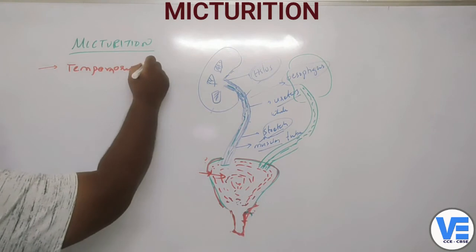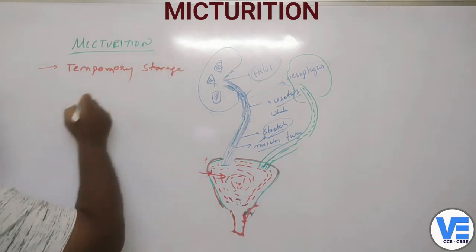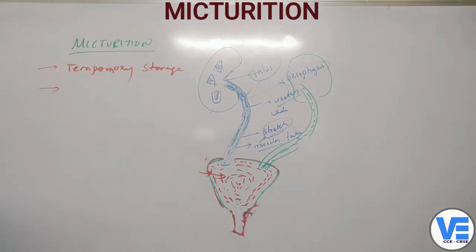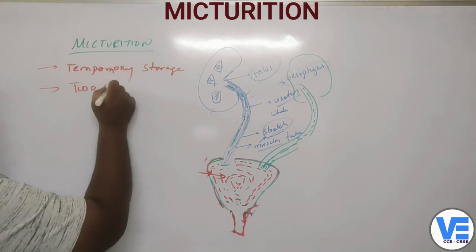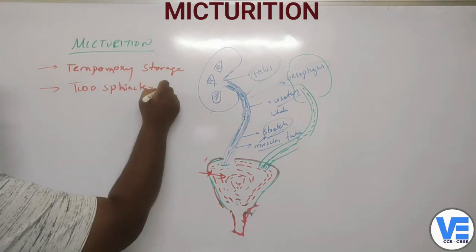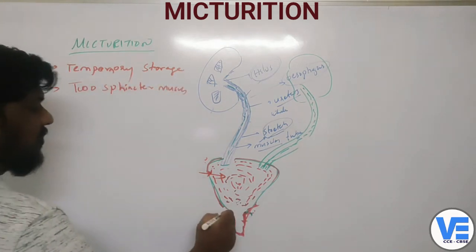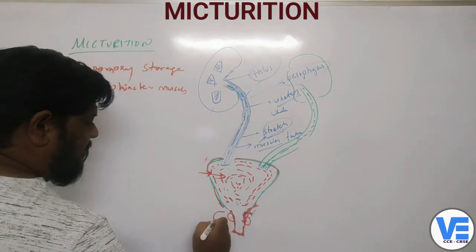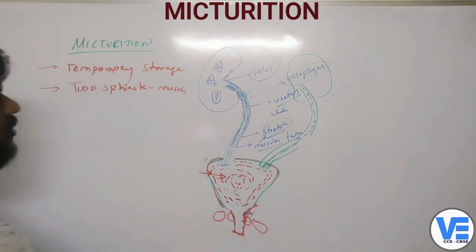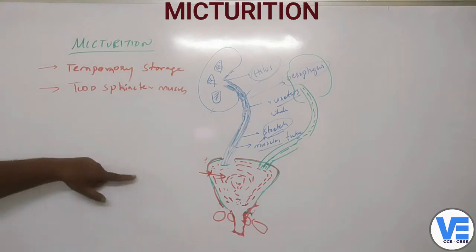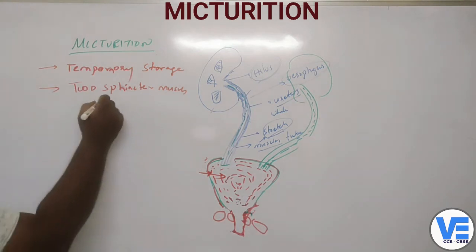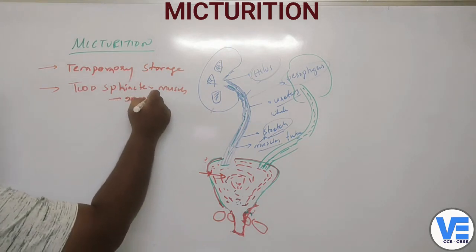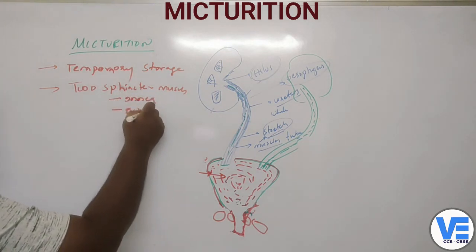It's a temporary storage of the urine for some particular time. Also, we have seen that there are two sphincter muscles here. One is the inner muscle and the second one is the outer muscle. One is the internal sphincter, which is present here, and the second one is the external sphincter, which is present here.